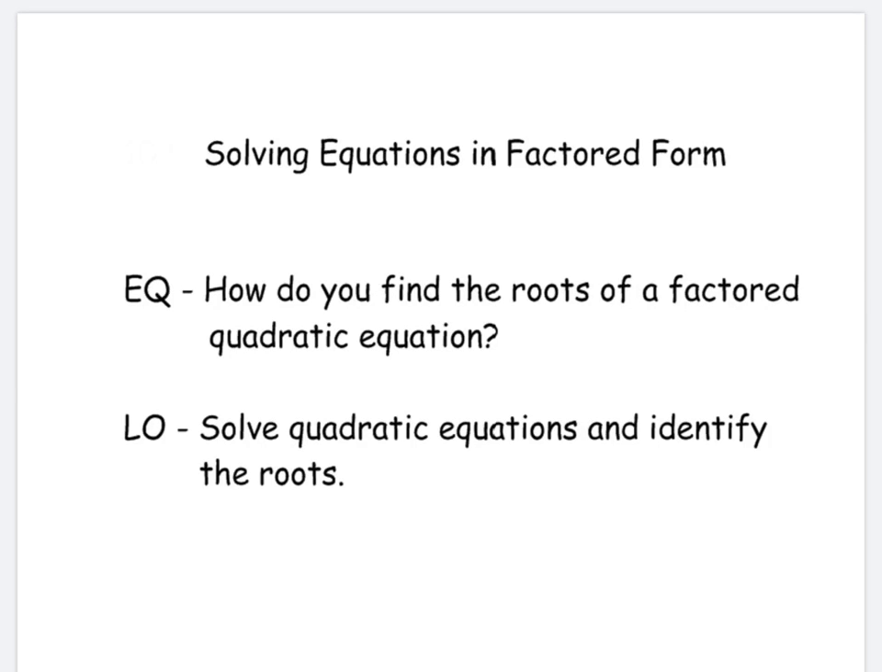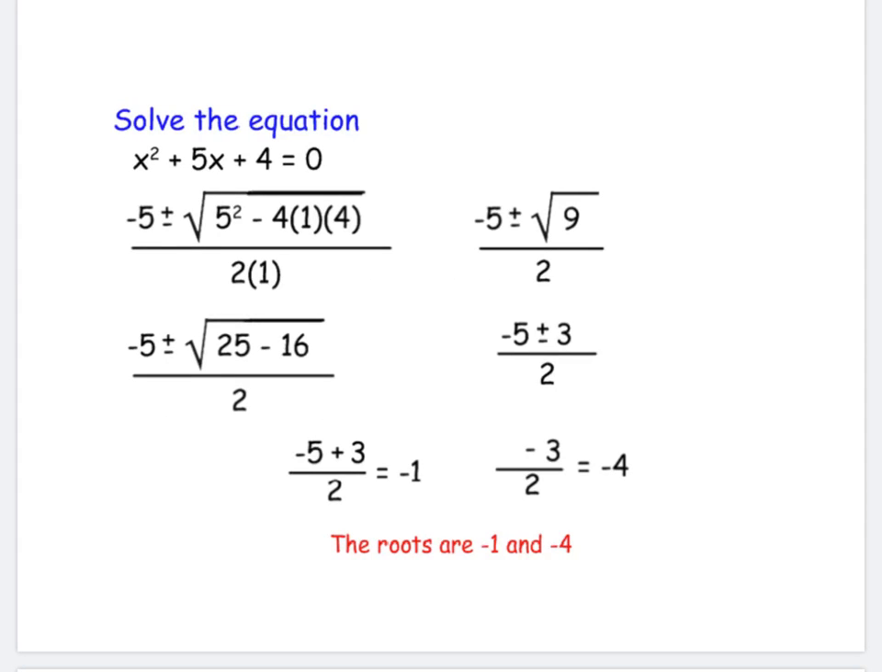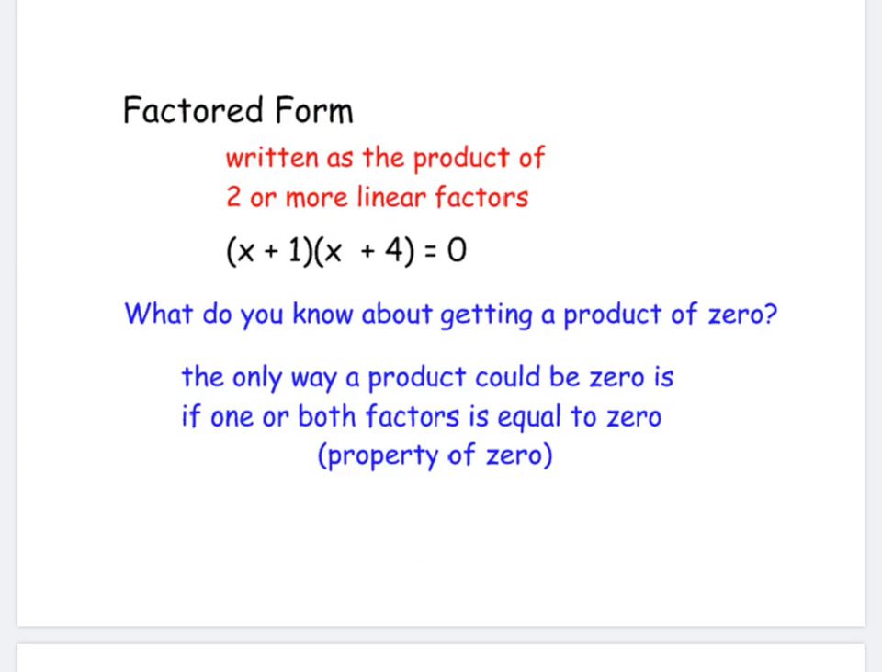This lesson is going to look at another way of solving quadratic equations, this time using factoring. So we have our quadratic equation, x squared plus 5x plus 4, and by showing you the quadratic formula, you can see that the roots are x equals -1 and x equals -4. So to solve this same equation using the factor method, we have to look at it as it's written as the product of two binomials.